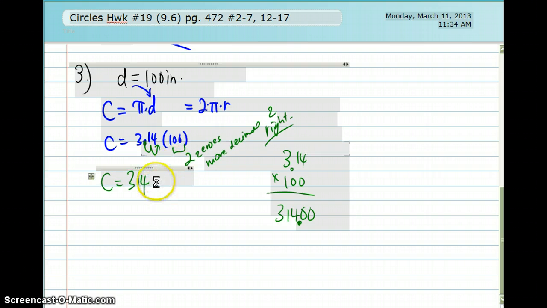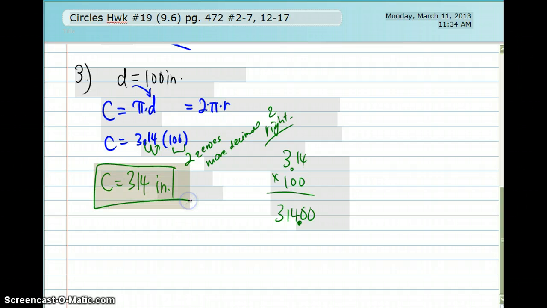Now I want to label that. It is in inches, and that's important. Okay, I think I went a little quickly there. This is number 3. Number 4, this is the last question I'm going to do for us.